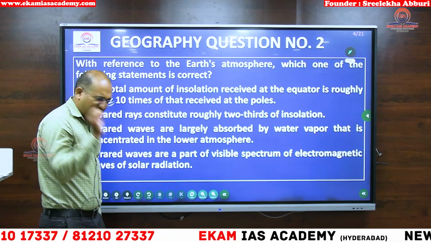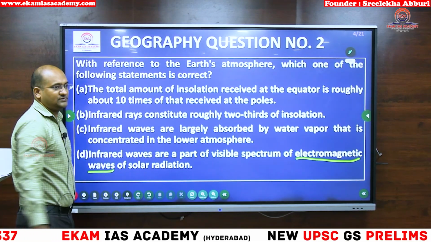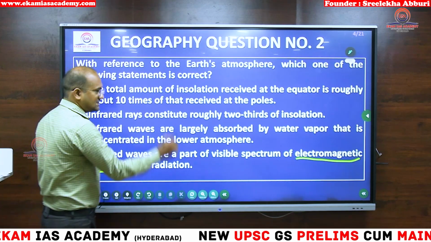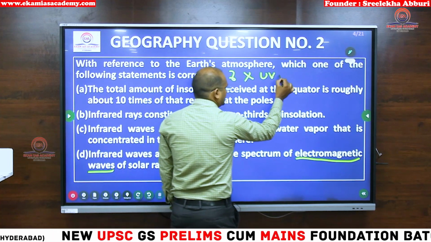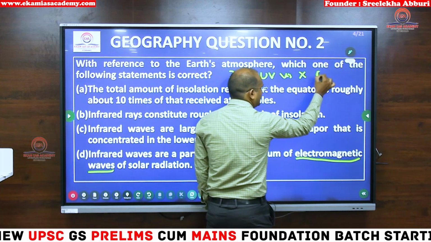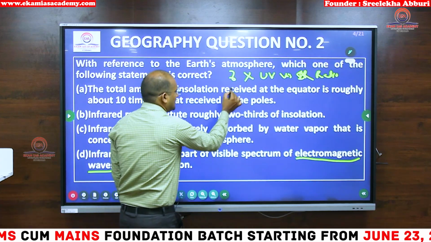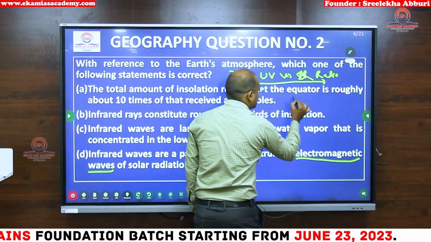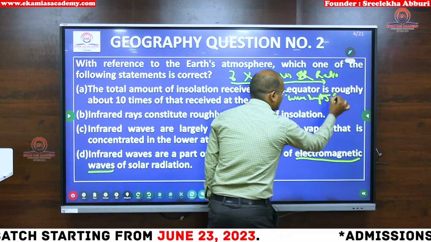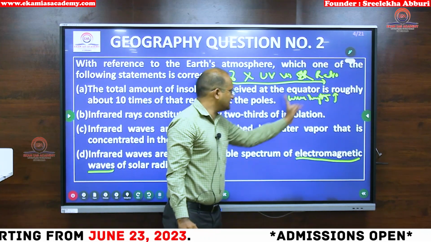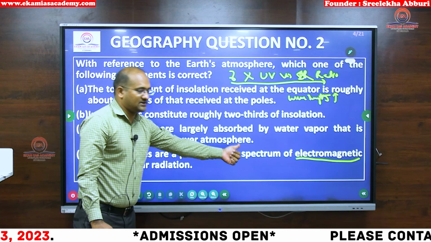You should have minimum knowledge of electromagnetic waves, the electromagnetic spectrum. In the electromagnetic spectrum, you will have gamma rays, then X-rays, then UV rays, then the visible spectrum, and then IR rays, and then radio waves. This is the order of increasing wavelength. This much basic idea you should have. From gamma rays to radio waves, wavelength increases. So, infrared waves are a part of the visible spectrum.